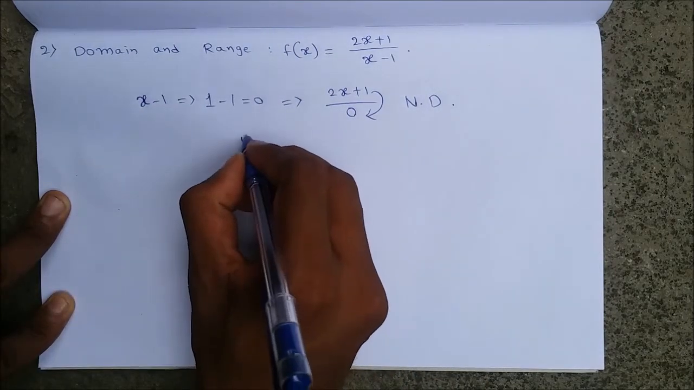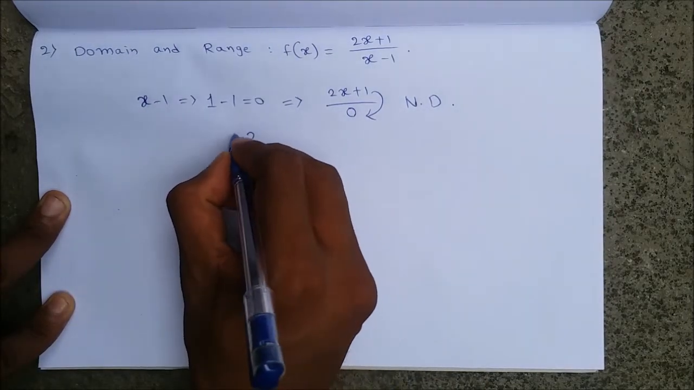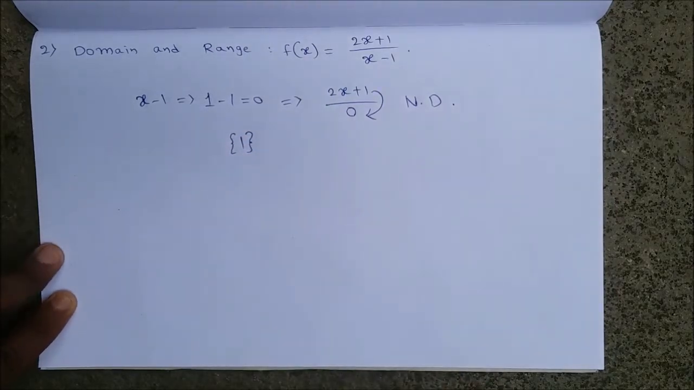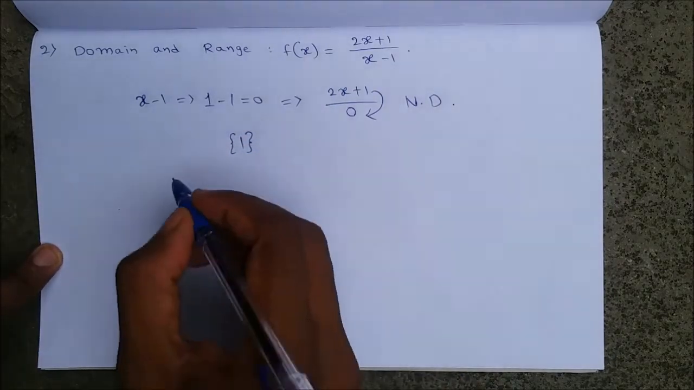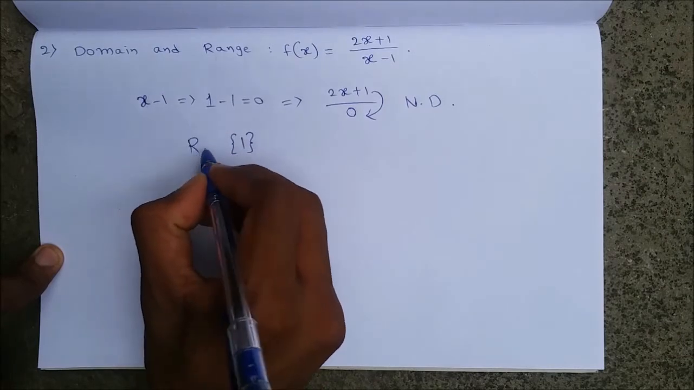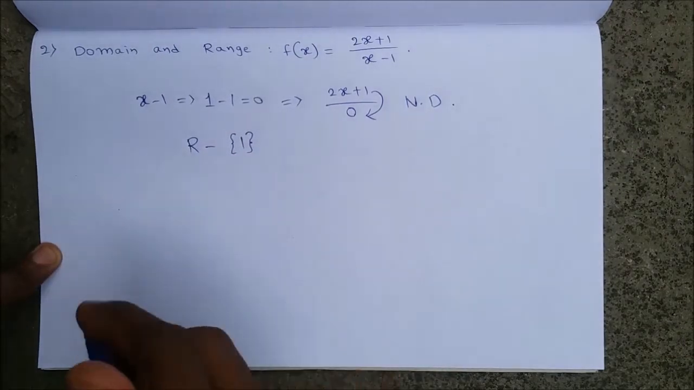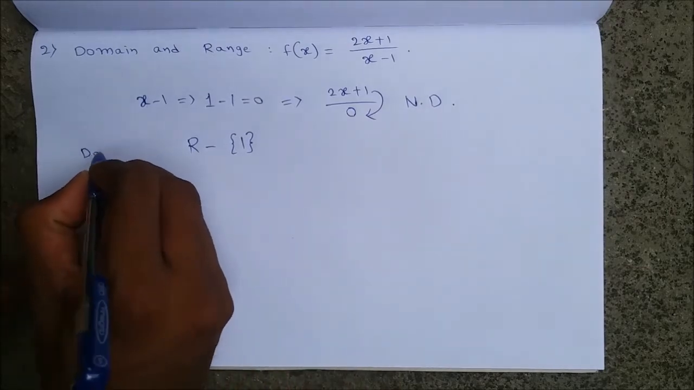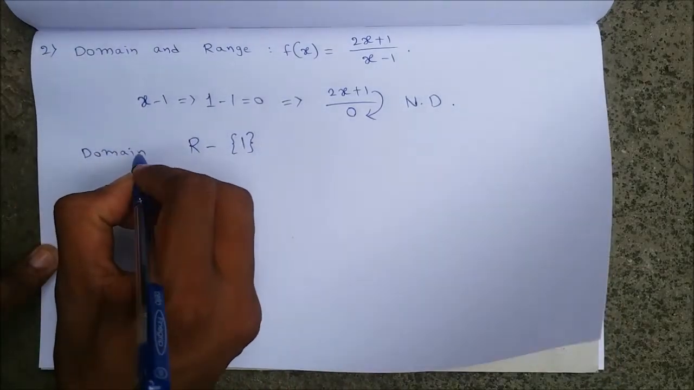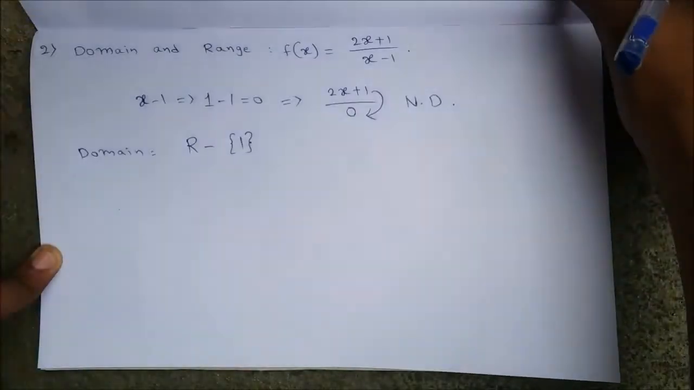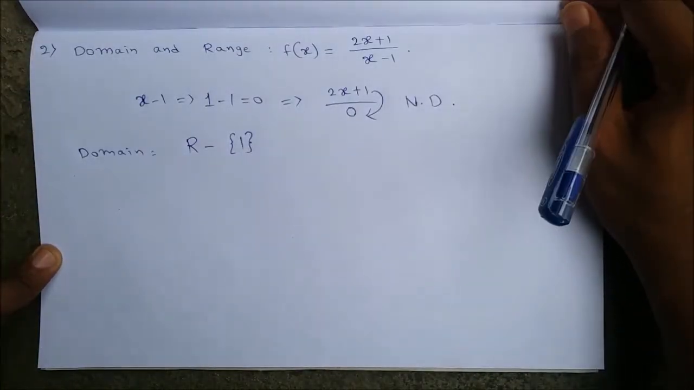So except 1, any other number you can substitute in the place of x from the total real numbers set, that is R - {1}. So this is the domain of the function. Domain of the function given is R - {1}.